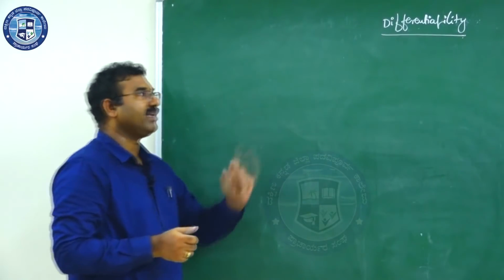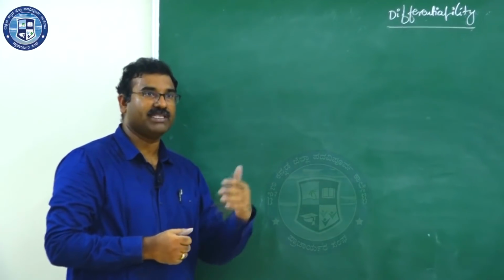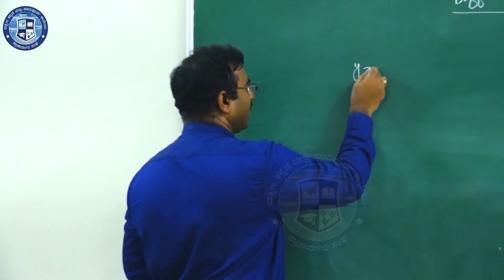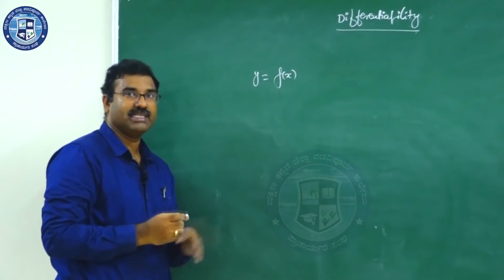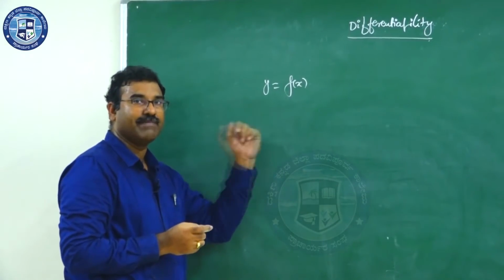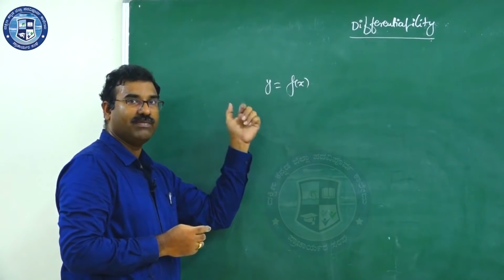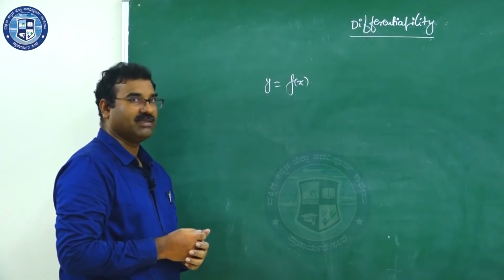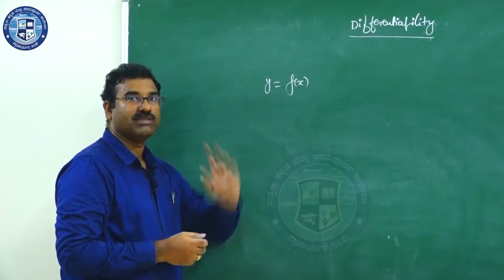Okay. So, the differentiability meaning is here the rate of change of one function with respect to the dependent variable. Suppose you are having a function like this, y is equal to f(x). It is a function, okay. x is an independent variable, y is a dependent variable. Now, the rate of change of y with respect to the variable x, we are going to see that. Okay. So, that rate of change we call differentiability.